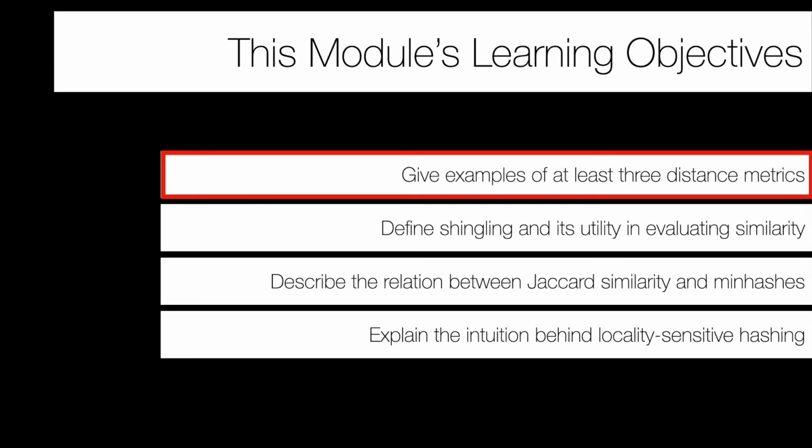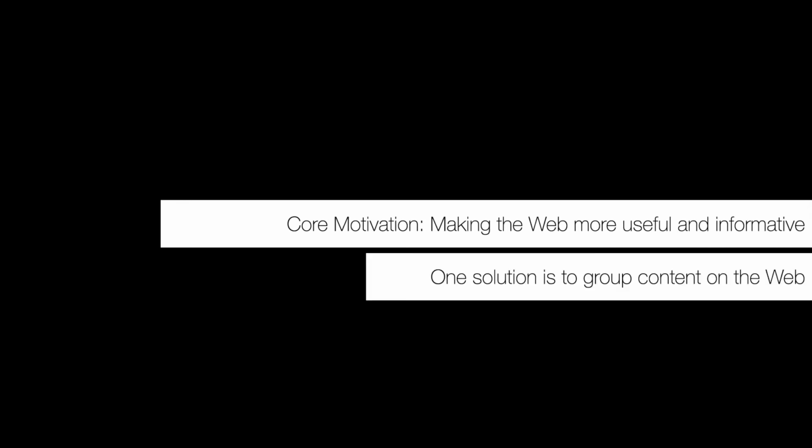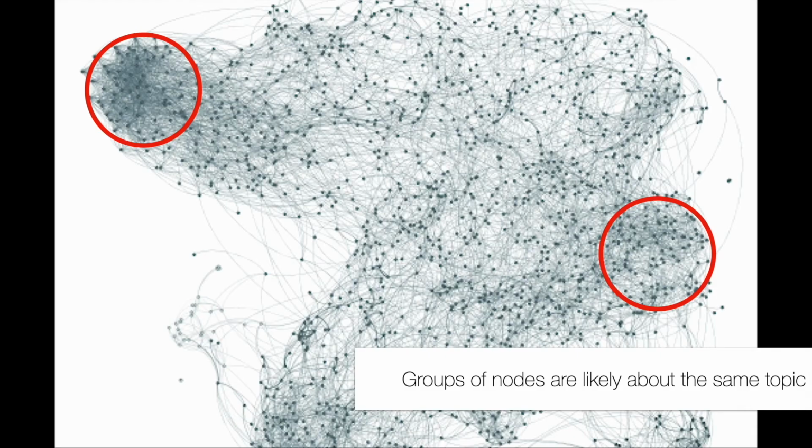So first, let's talk about distance metrics. If we revisit the core motivation for the class, or one of the major questions we have, really what we're trying to do is make the web more useful and informative. And in the last module, in module 2, we talked about one way to do this is to group content on the web. Because as we saw, nodes that are similarly placed in a network, or nodes that are grouped closely together, are likely about the same topic when we're talking about graphs of web pages or graphs of information.